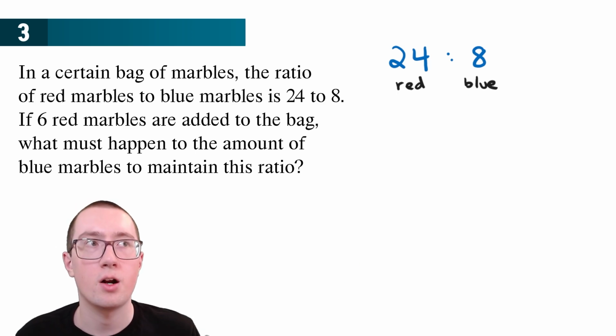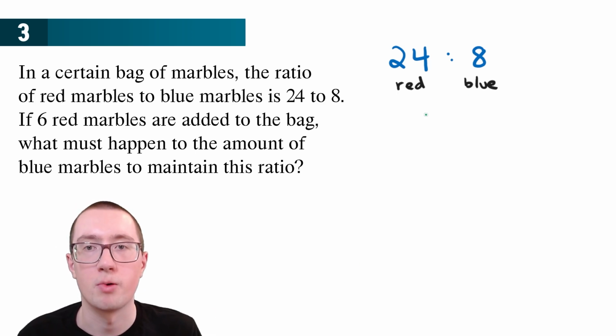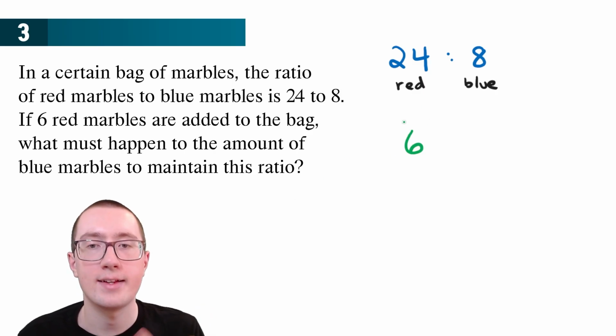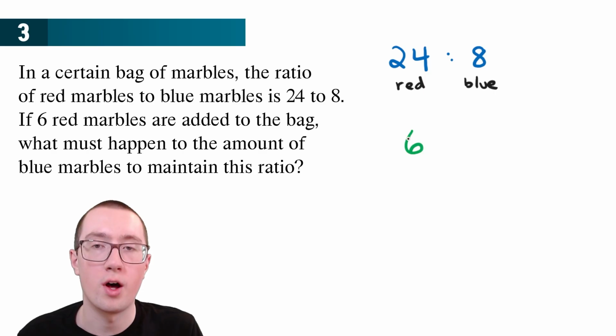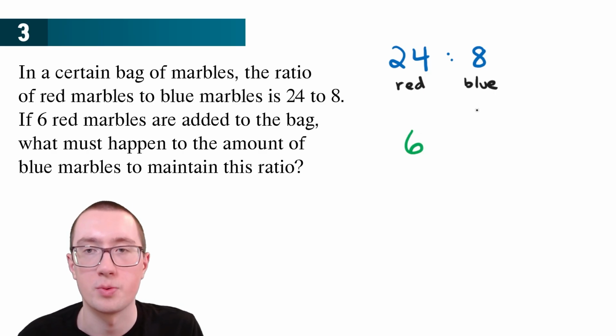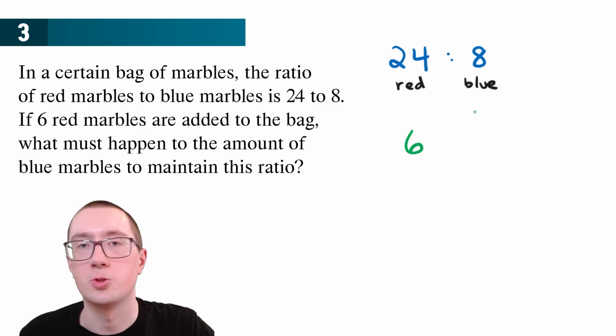So we don't really care what's in it right now, right? We just know that they're adding 6 red marbles. We're adding 6 new ones, and it's asking how many new blue marbles do we need to add or possibly subtract. Well, for a ratio, because we're adding one, we're going to need to add the other. That's how a ratio works. So we're not going to be subtracting any blue marbles. But how many blue marbles do we need to add?